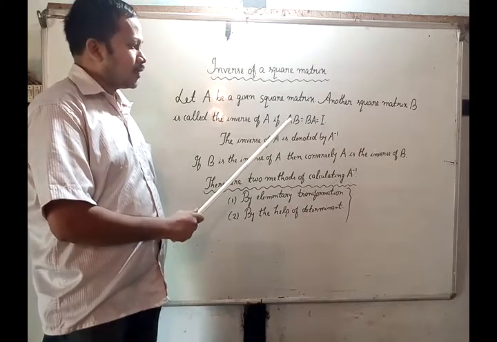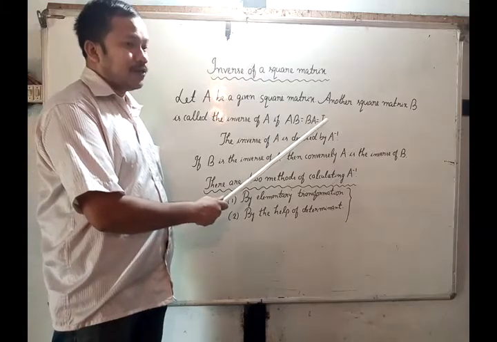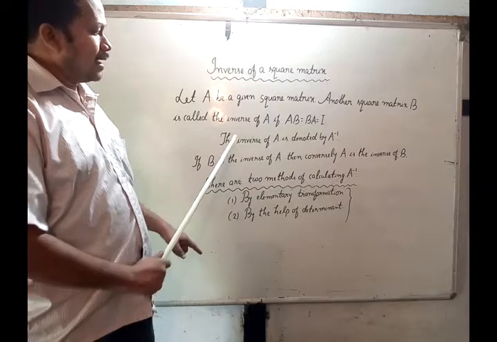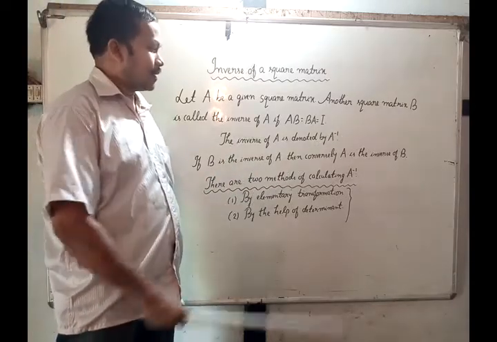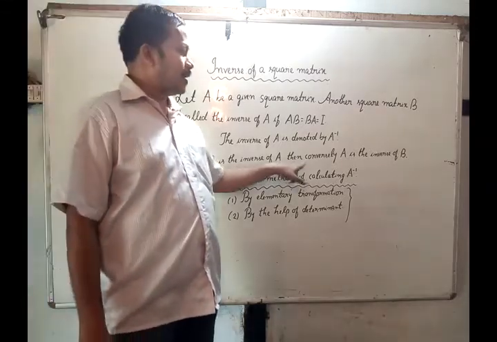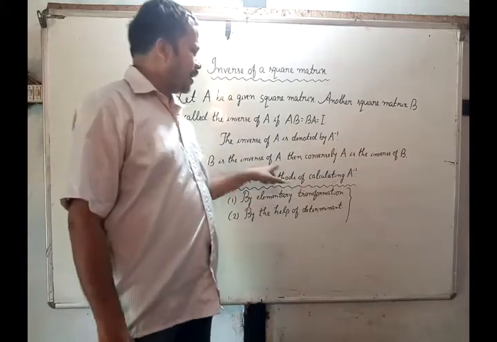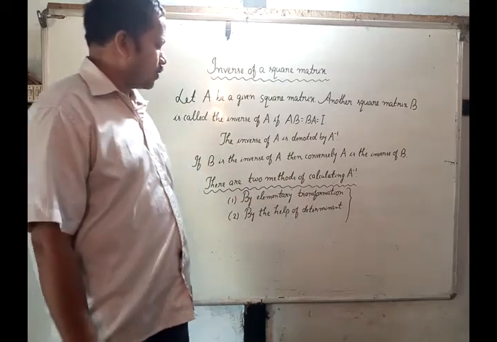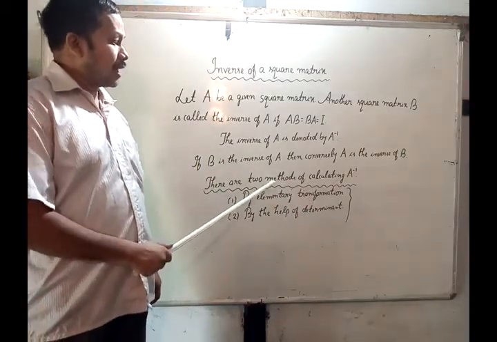A is a 2 into 2 matrix, B is a 2 into 2 matrix, and I will be the unit matrix of second order. The inverse of A is denoted by A to the power minus 1. And if B is the inverse of A, then conversely A is the inverse of B. And there are two methods of calculating A inverse.